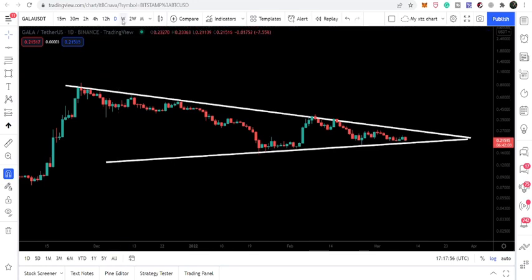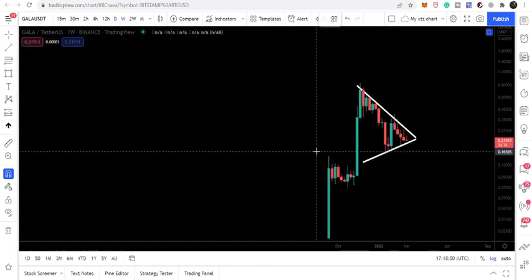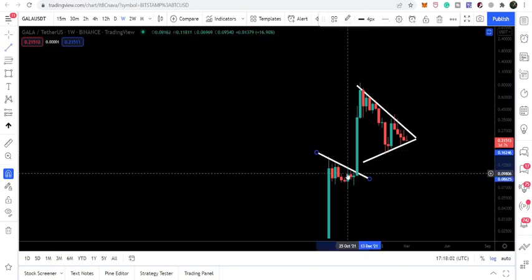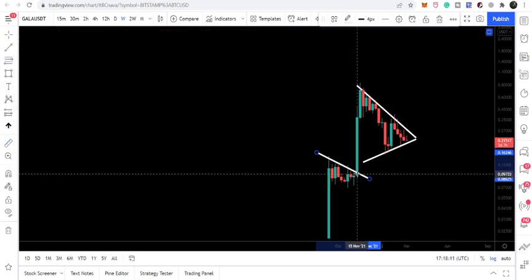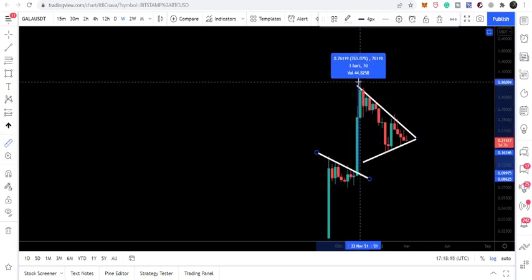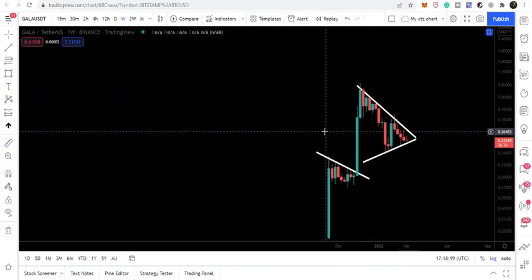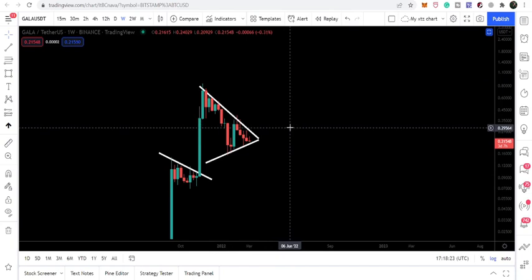And if we take a look at the previous history of GALA, then such a pattern or such resistance it found here and broke out this resistance here back in November 2021. And after the breakout, if we place this measurement tool from this low to this high, that was approximately a 750% rally. That was a very big rally. This time this pattern is bigger than the previous one, therefore we can expect a bigger move.